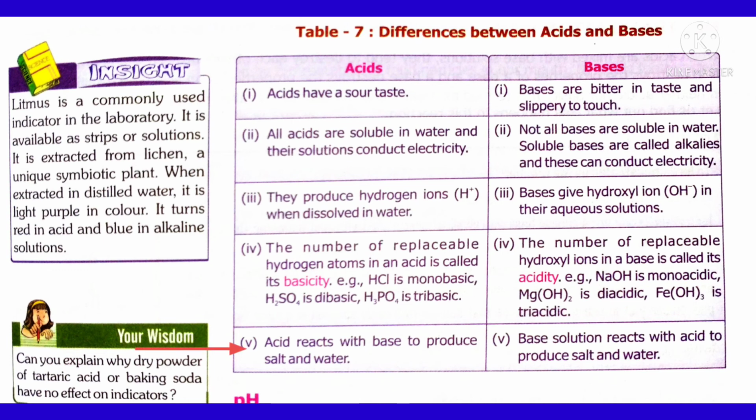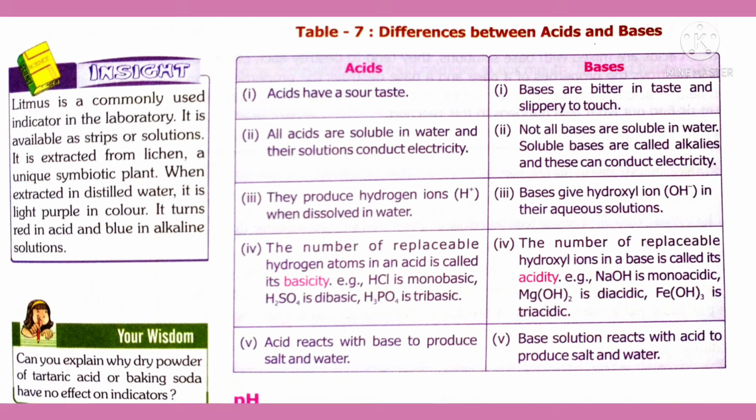Most of the acids react with the base to produce salt and water. In the same manner, bases also react with the acid to produce salt and water. Do you know why dry powder of tartaric acid or baking soda has no effect on an indicator? Because they don't have ions. On adding water to these compounds, they produce ions. Here we use dry powder, so there is no effect because of the absence of ions. Whenever you add water, every compound produces ions and they go for chemical reactivity.